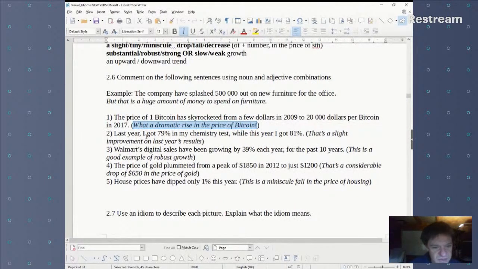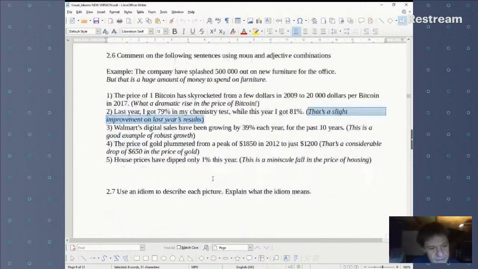Number 2, last year I got 79% in my chemistry test, while this year I got 81%. That's a slight improvement on last year's results. Walmart's digital sales have been growing by 39% each year for the past 10 years. This is a good example of robust growth.